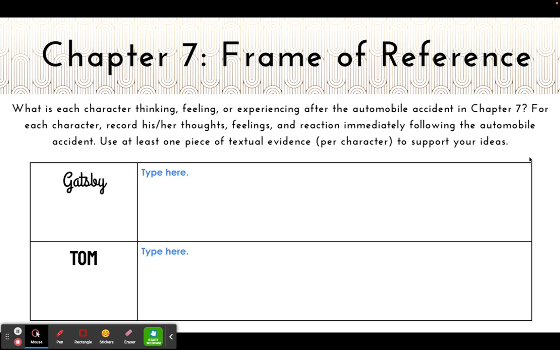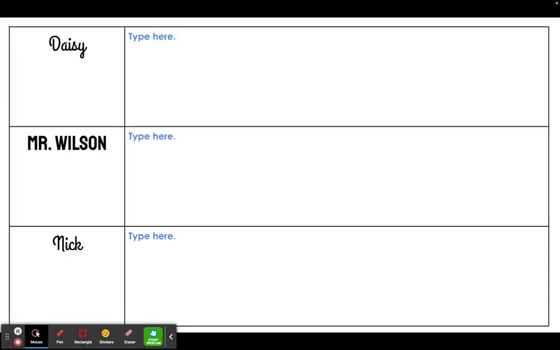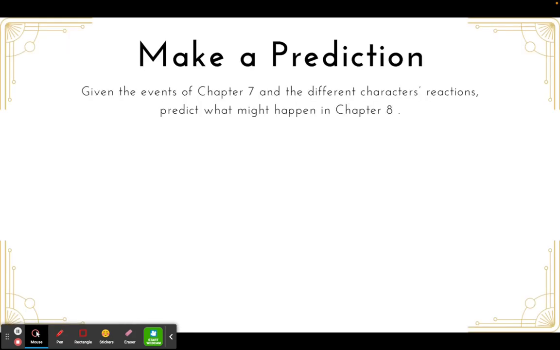So for chapter 7, what each character is thinking, feeling, or experiencing after the accident. I want you to tell me from Gatsby's point of view, Tom, so on and so forth. Tell me their thoughts, their feelings. How do you know that that's how they're feeling? I need you to use at least one piece of textual evidence per character to support your ideas. So we got all of these 5 characters.